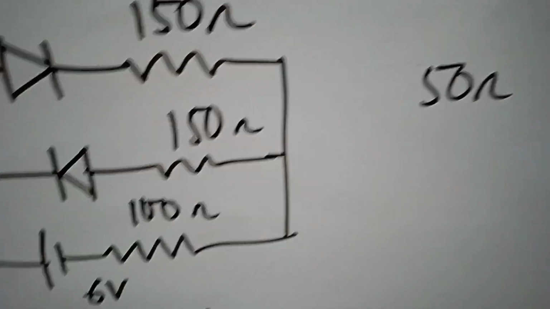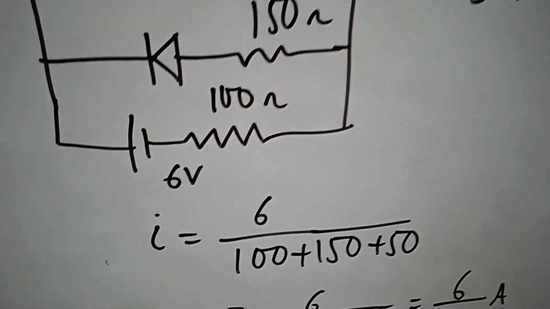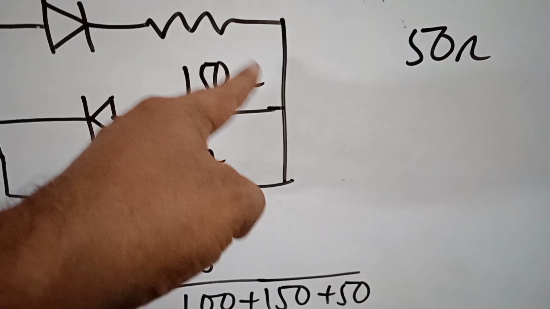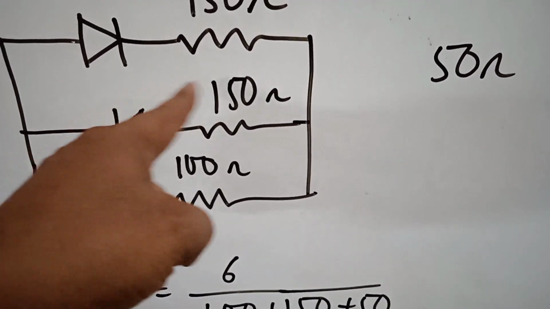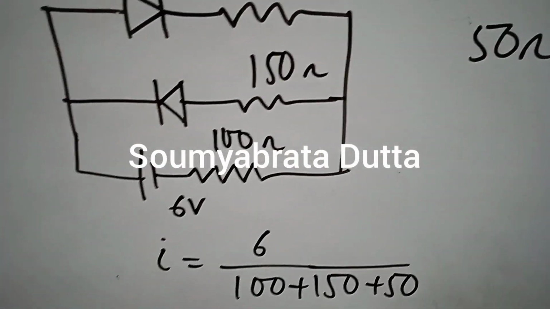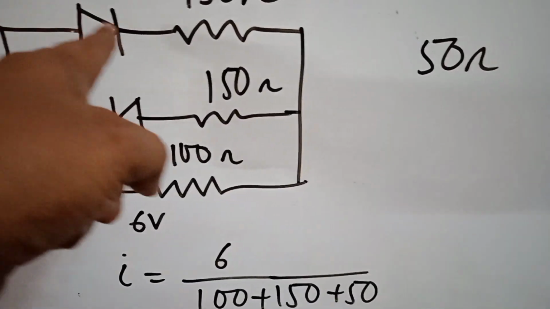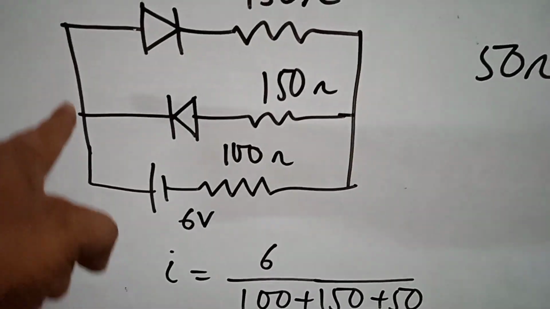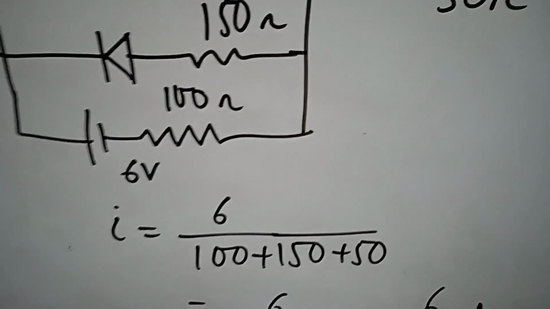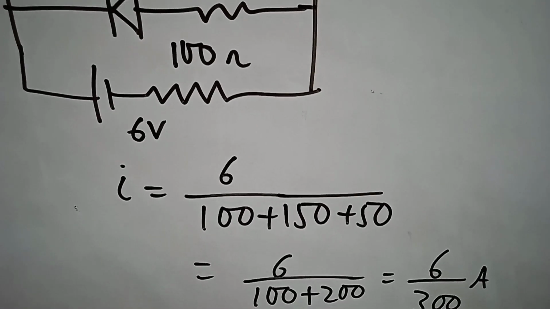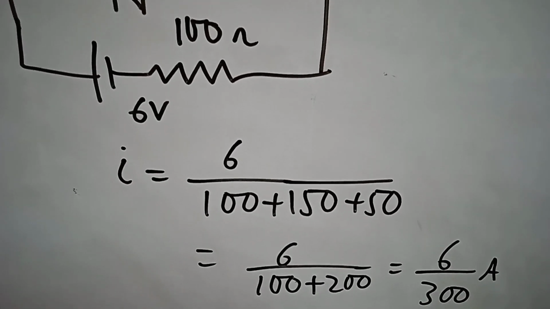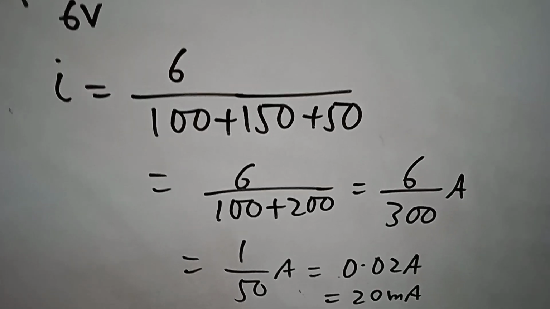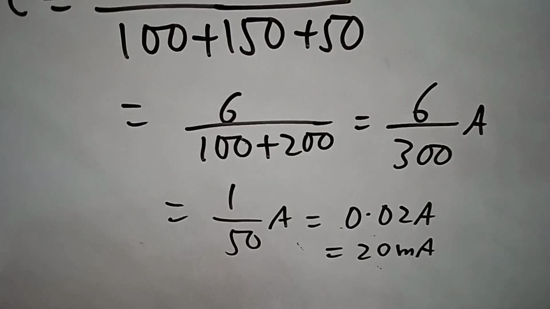So that is 300. So I equals 6 by 100 plus 150 plus 50. Here in the 150 no current will pass, as it is reverse biased. So it will be an open circuit, and the current will pass through this way, and a 50 ohm will be there. So 6 by 100 plus 200, that is equal to 6 by 300 amps, equals 1 by 50 amps, or 0.02 amps, equals 20 milliamps.